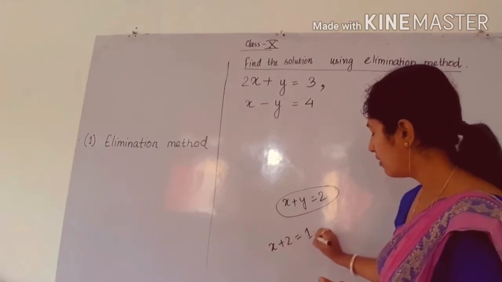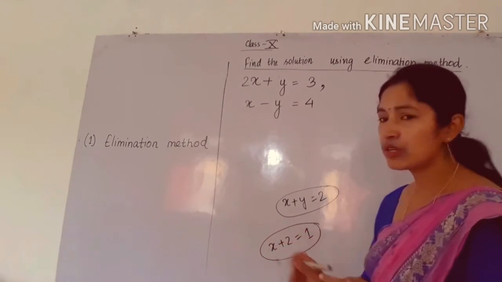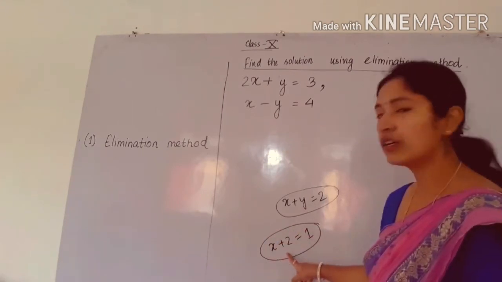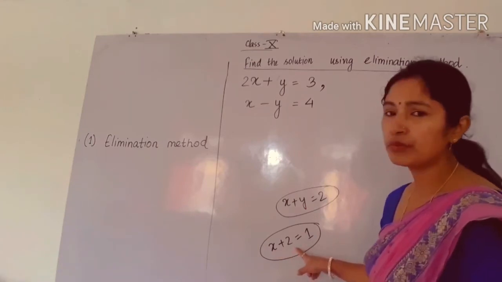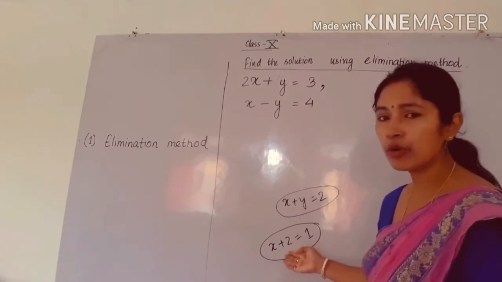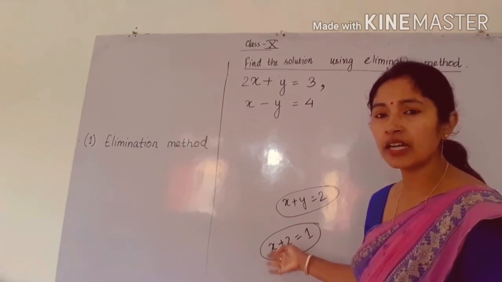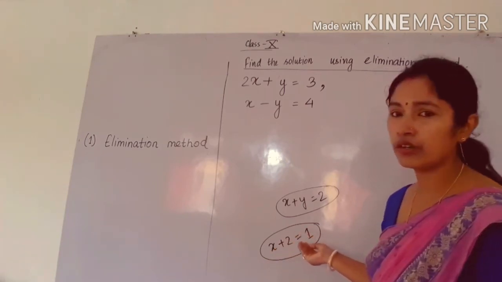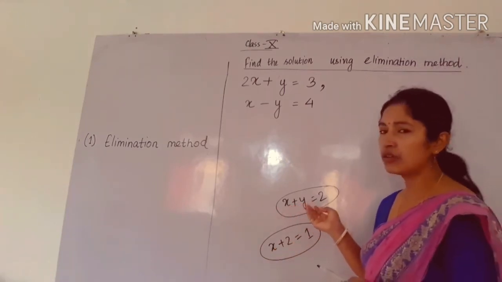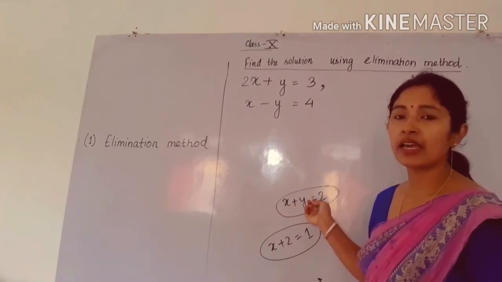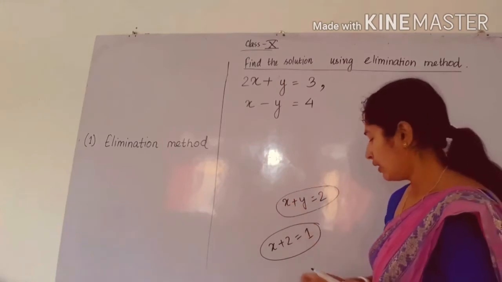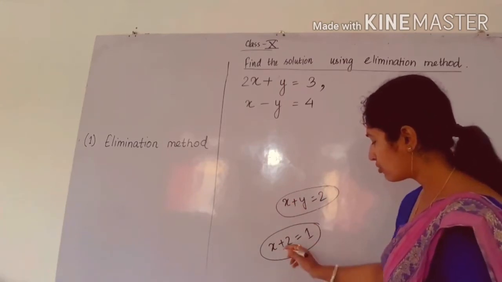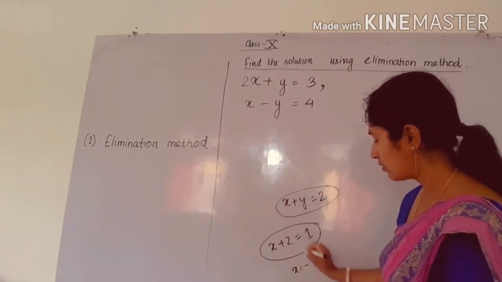For example, this equation is a linear equation in one variable. We can easily find the value of x because this is a linear equation in one variable, only one variable is there. That's why we can easily find the solution. But here two variables are present, so we cannot find the exact solution of x and the exact solution of y. But here we can find the exact solution of x, that will be what? -1.